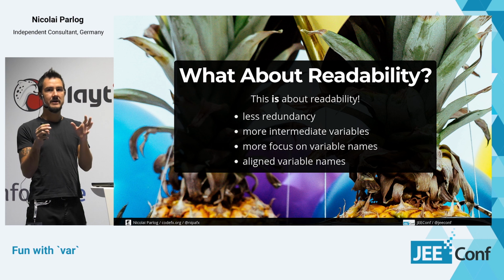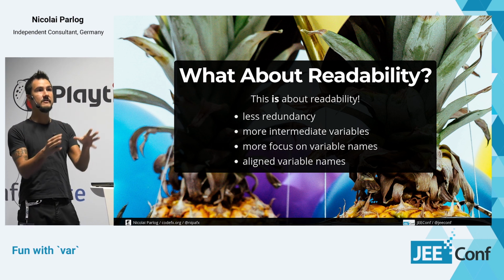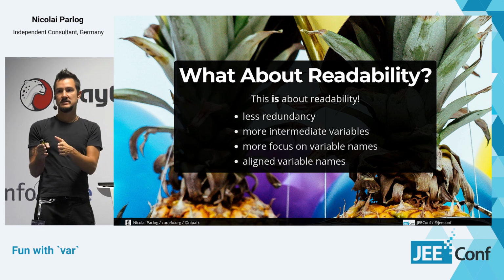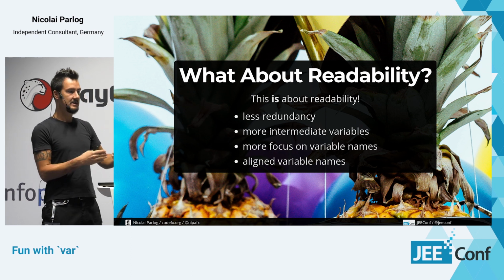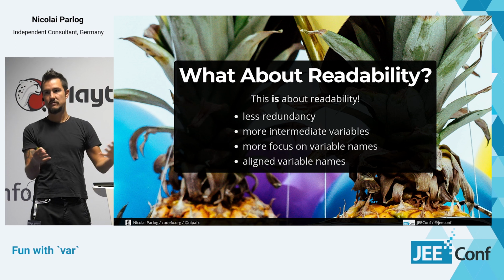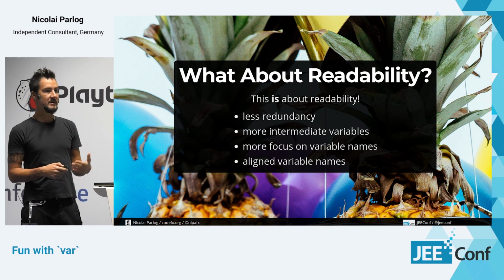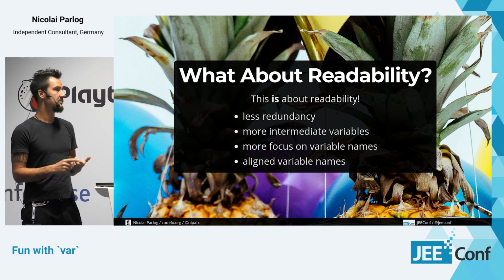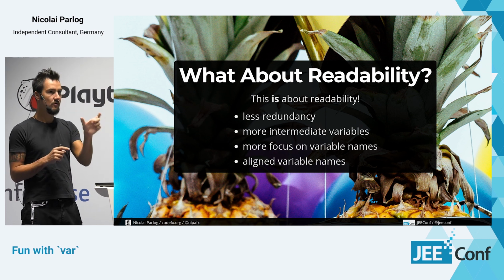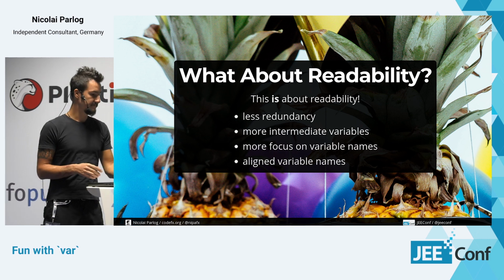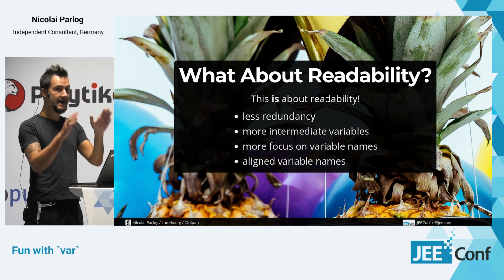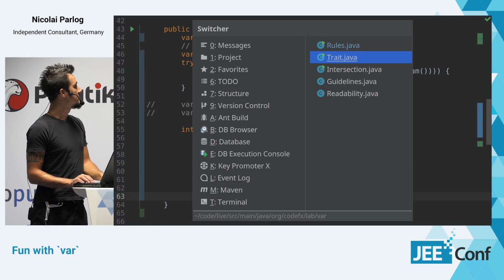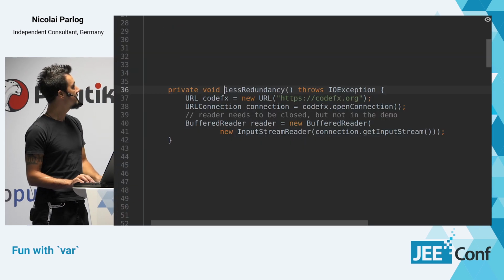The goal here is to make code more readable even though there is less type information, because there are other advantages. So I would argue that var starts at a disadvantage, because the code contains less information, but in very many circumstances it can make up for that. With less redundancy, it's easier to create intermediate variables. There's a higher focus on variable names, and you can align variable names. And I'll show you what I mean by that by going back to a little bit of code. Have a look here, where is it, readability, there we go.